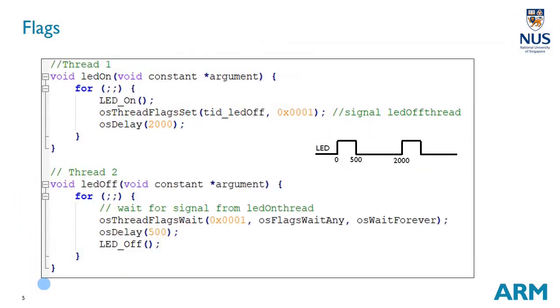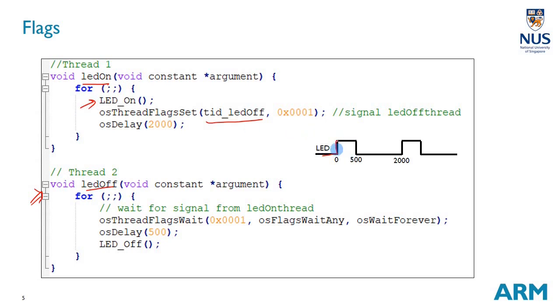Okay, so here we have two threads, LED on and LED off. What we are doing is we have the thread ID of LED off, which is this. When I called OS thread new for this particular thread, this thread ID was returned and stored inside this variable TID LED off. And as you can see, when the LED on thread 1 runs, it switches on the LED.